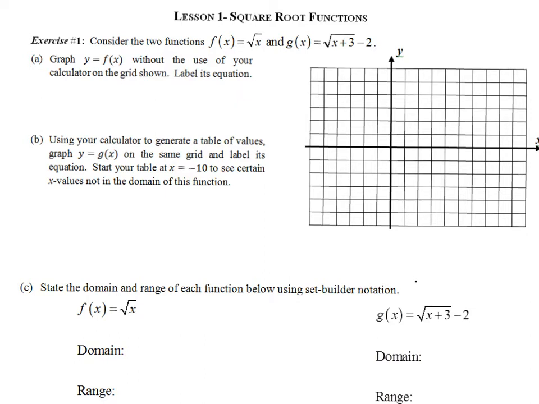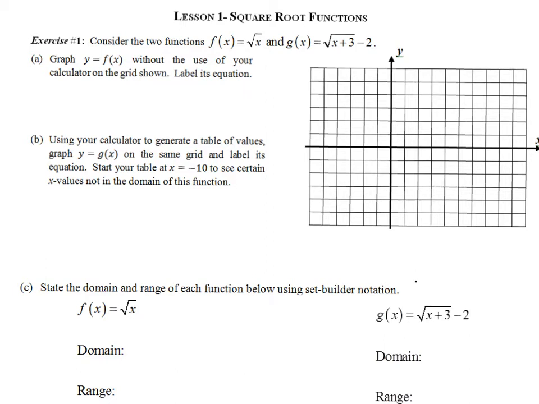So we've had some experience with the square root function as we applied them to transformations, and that's where we're going to begin today. In exercise number 1, we want to consider the function f of x equals the square root of x, and its corresponding function, g of x equals the square root of x plus 3 minus 2. So let's start with the function f of x, and we want to do a graph of this.